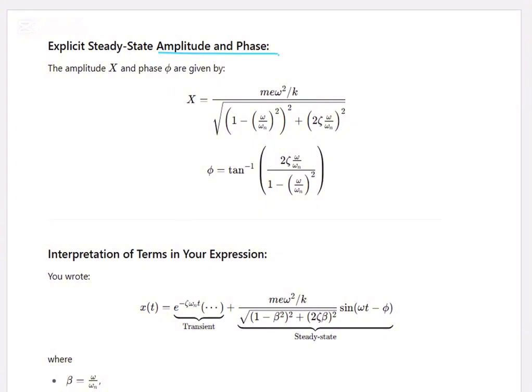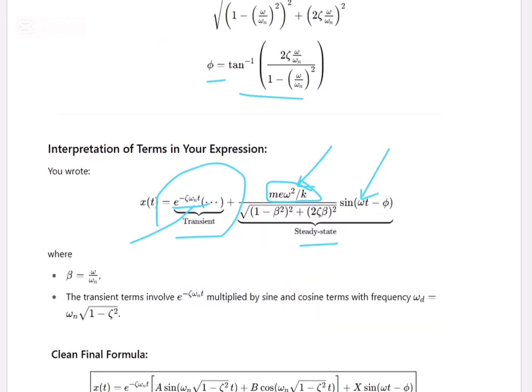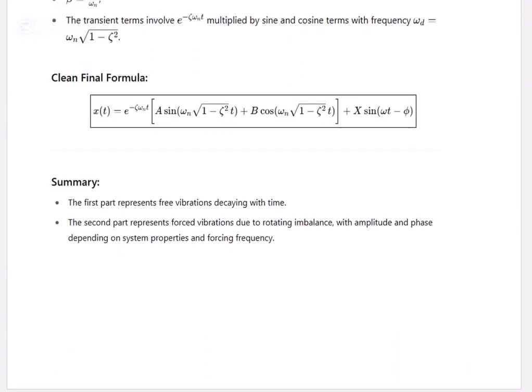To express the steady state amplitude, we can calculate m e omega squared by k, over the square root of 1 minus this value. From here we can calculate the phase angle. This is the transient term, e to the power of minus zeta omega n t, right? And the steady state term includes this forcing frequency and this force amplitude. This is the force value. The clean final formula is this transient plus steady state.